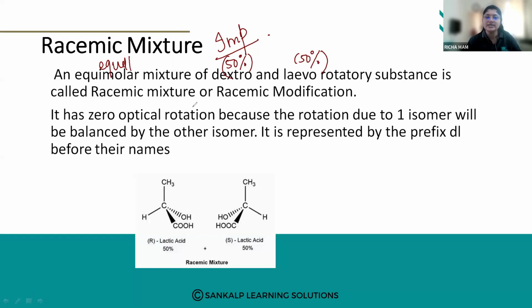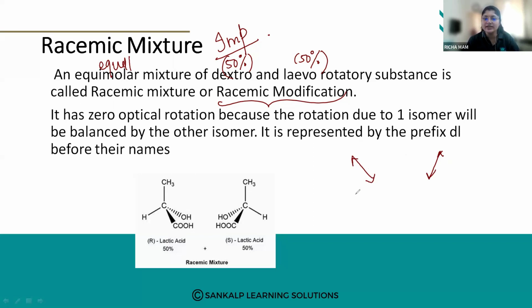It is called a racemic mixture, or a racemic modification. So an equimolar mixture, when you have 50% dextro and 50% levorotatory substance, is called a racemic mixture. So what will be the optical rotation? When you have them equally, this will cancel this, right?